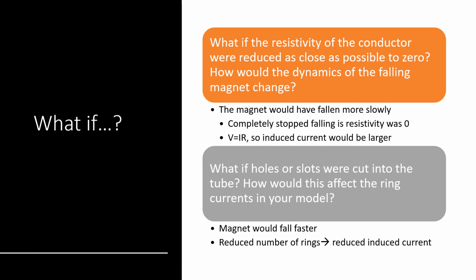The second question is, what if holes or slots were cut into the tube? How would this affect the ring currents in your model? I concluded that the magnet would fall faster, and if you reduce the number of rings, you would in turn be reducing the induced current.